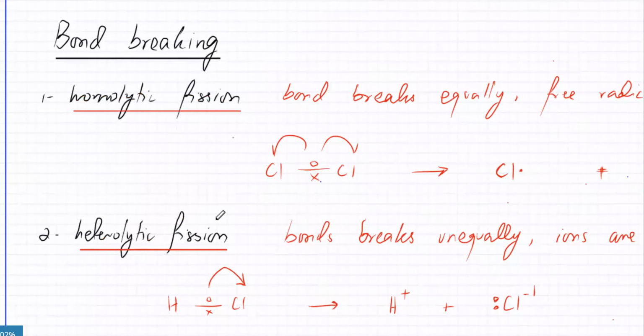On the other hand, over here you had half arrowheads, because this arrow shows the movement of one electron, and this arrow shows the movement of the other electron. Is this clear?